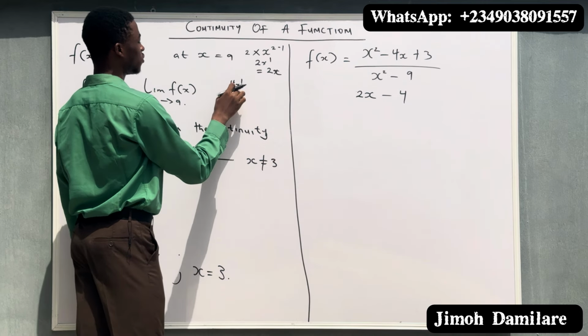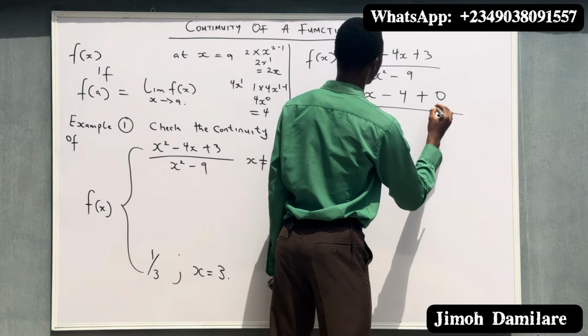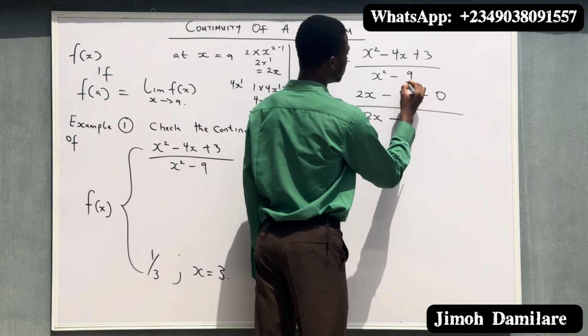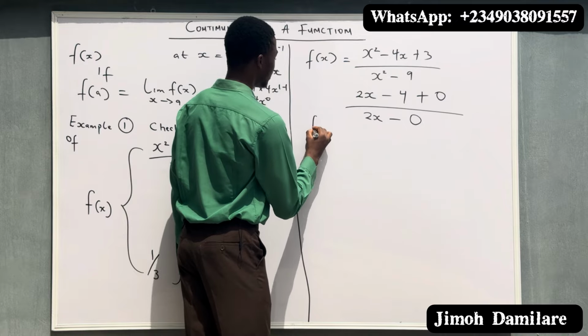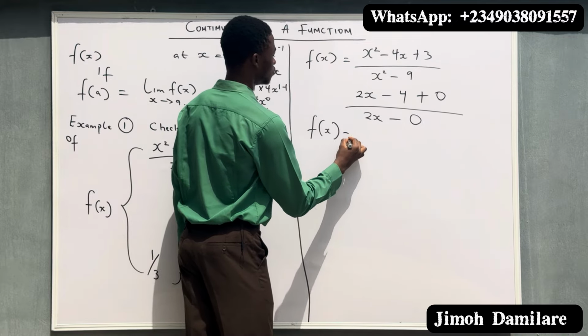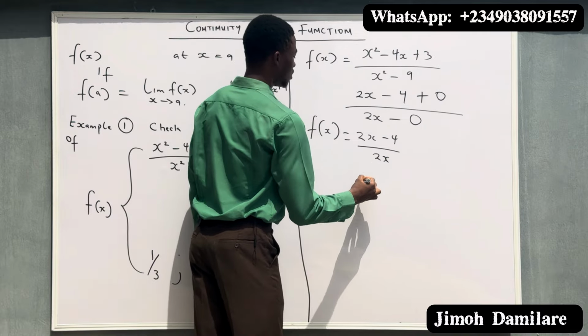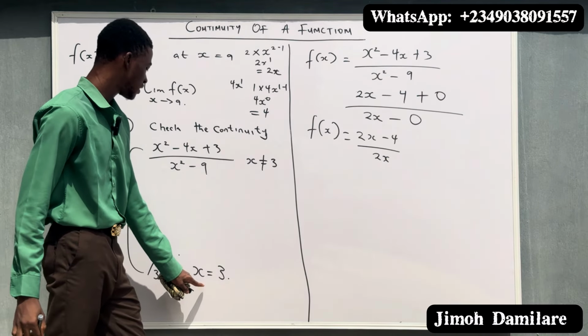And when you differentiate a constant, which is plus 3 in this case, you are going to get 0. So we have plus 0 all over. When you differentiate x squared, you are going to get 2x. And of course, when you differentiate the constant, you get 0. So in this case, we have our final limit of the function to be equal to 2x minus 4 all over 2x. So we know that our x is equal to 3.